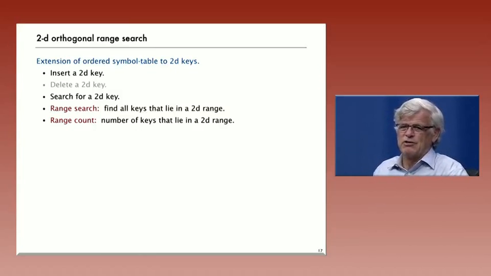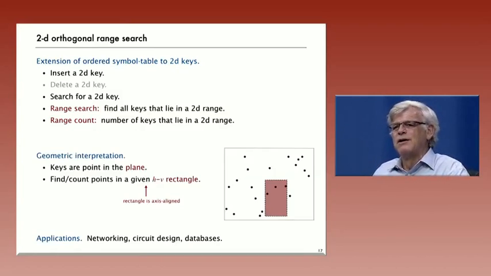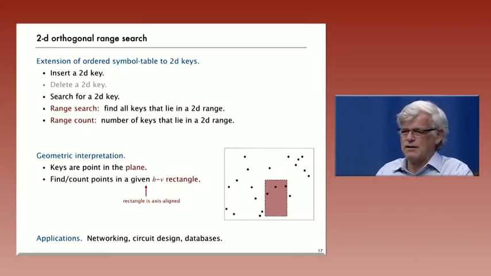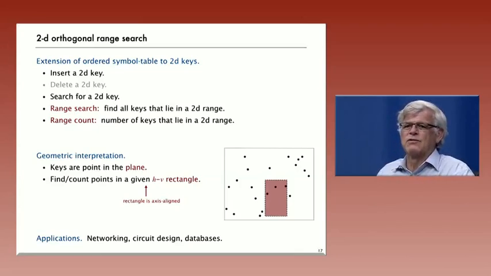That's a rectangle, as I mentioned at the beginning, or count the number of keys that lie in a two-dimensional range. So again, the geometric interpretation is the keys are points in the plane, and we have a range, a 2D range is a rectangle oriented to align with the horizontal and vertical axes. And we want to be able to find or count the points in a given rectangle. And this one has many, many applications, and we'll talk about some of them later on.